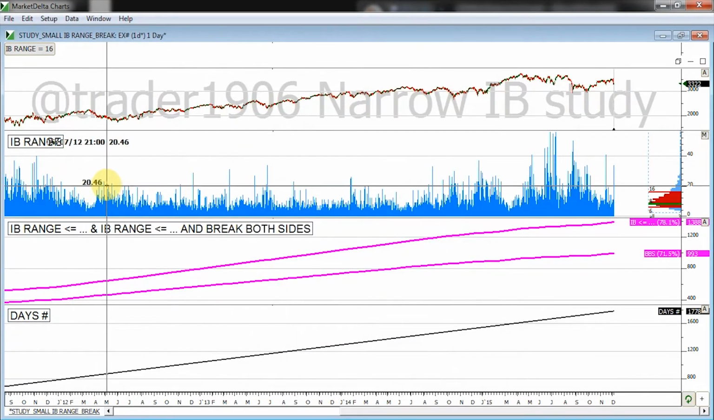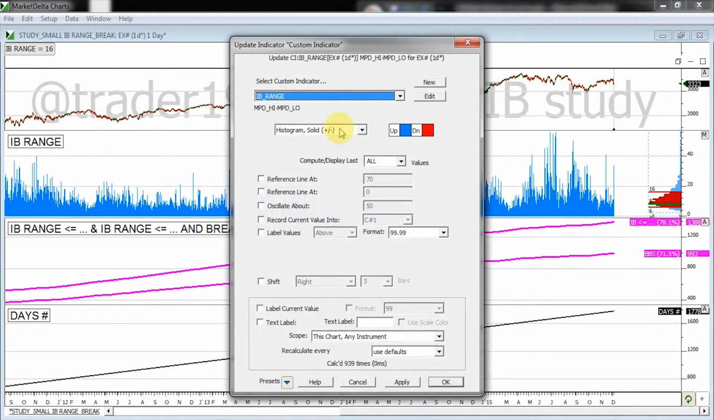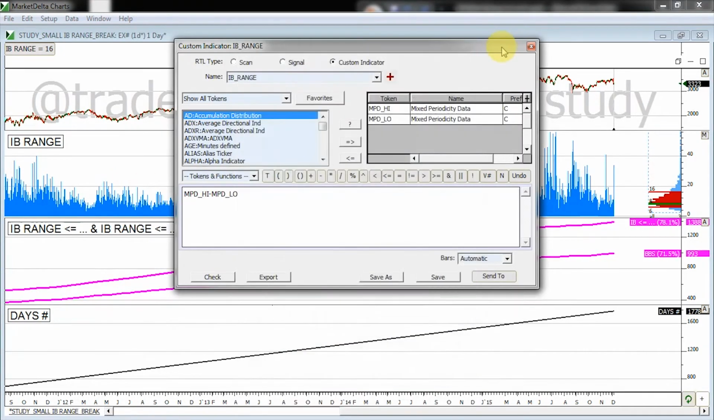The IB range here is using a token that is called the MPD token. It's called the mixed periodicity data. So basically it allows you to be on one time frame and pull data out from another time frame, because obviously when we're on the daily chart we want to look at the IB, but the IB, we need the smaller time frame than the daily chart.